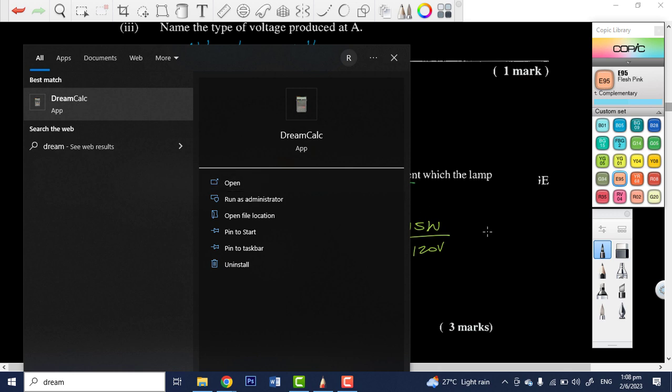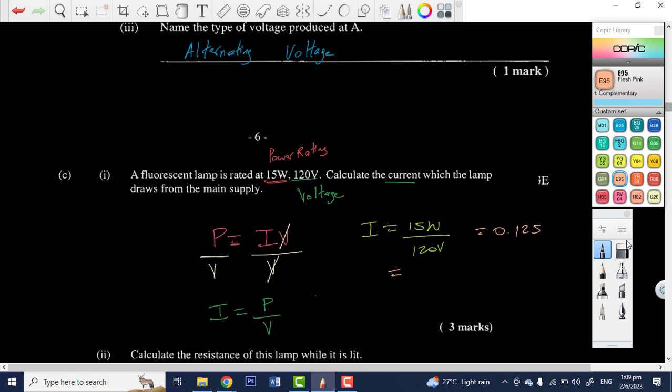Sorry, I'm trying to open up this calculator. So everybody got the 0.125? Alright, I'm trying to open up my calculator, but it's kind of not working out for me.